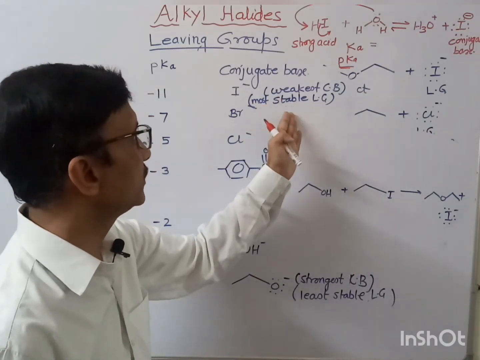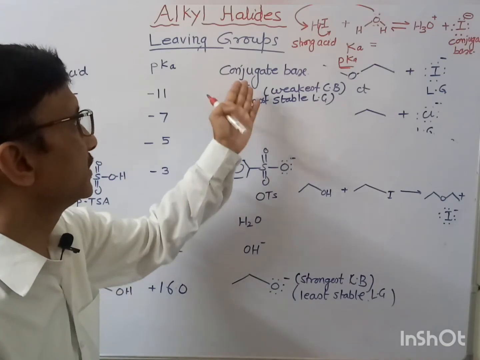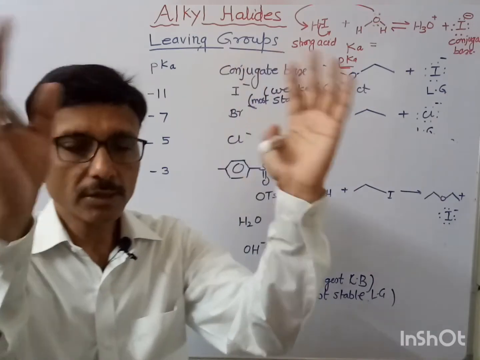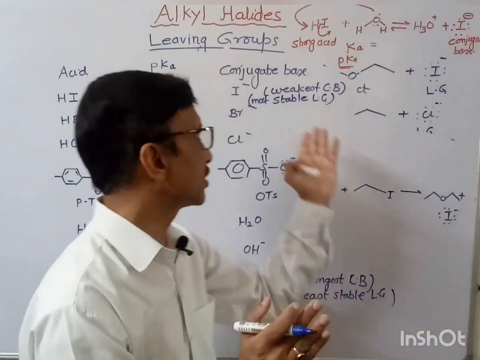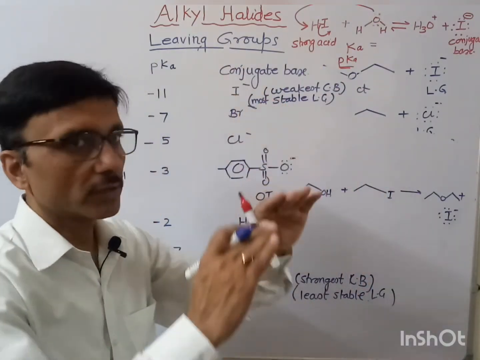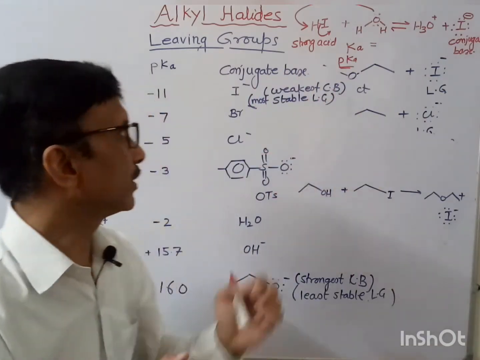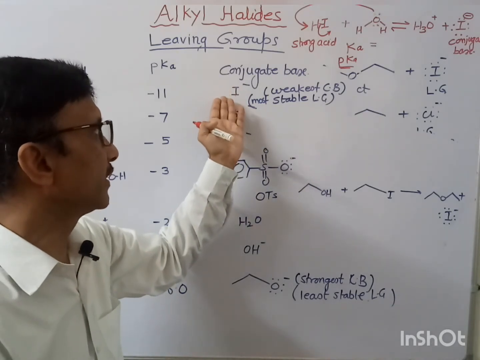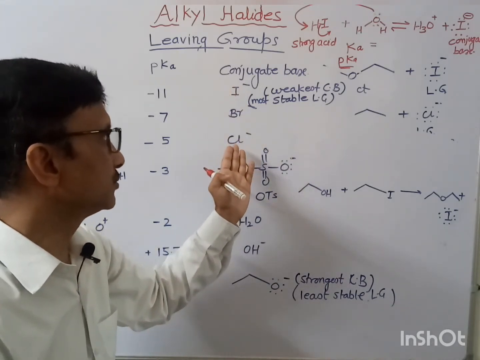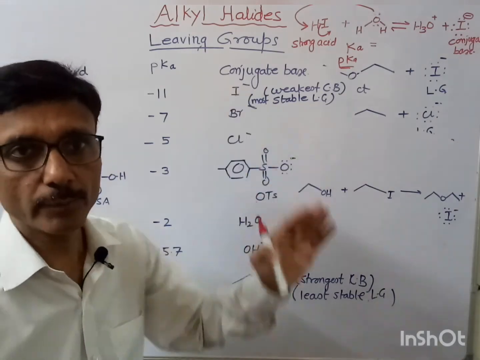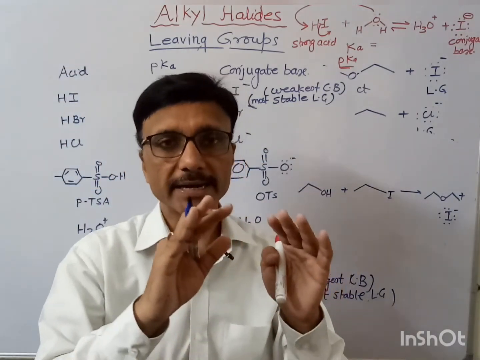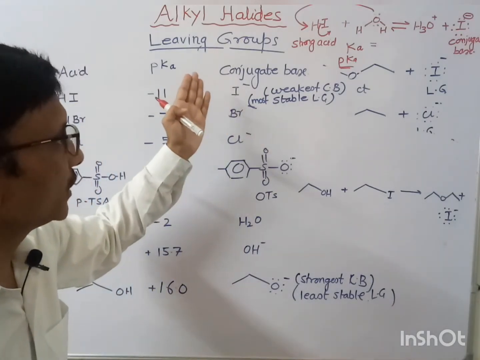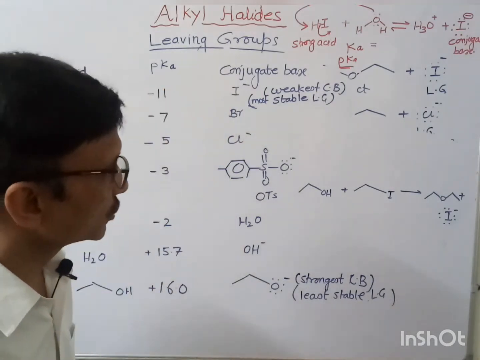So it can leave easily, because the negative charge is much more delocalized over the big iodide ion. That's why the negative charge is much more stable over the iodide ion in comparison to bromide and chloride. So iodide ion, being big in size, has the negative charge much more delocalized over it. That's why it is much more stable.